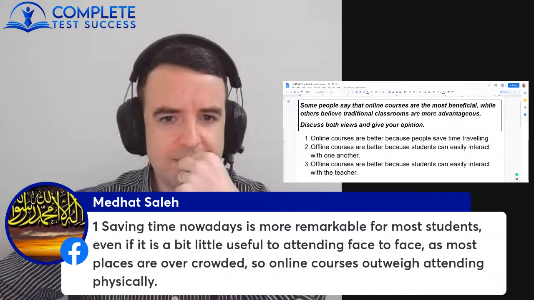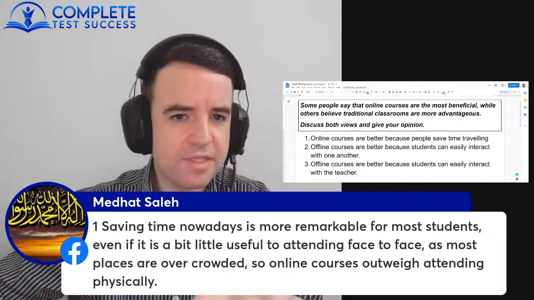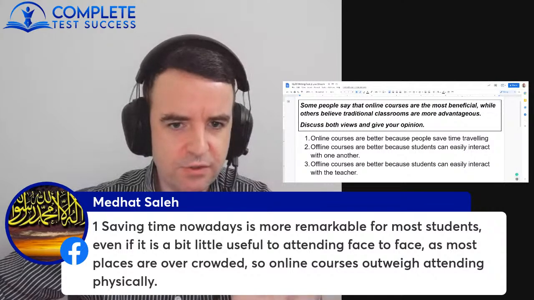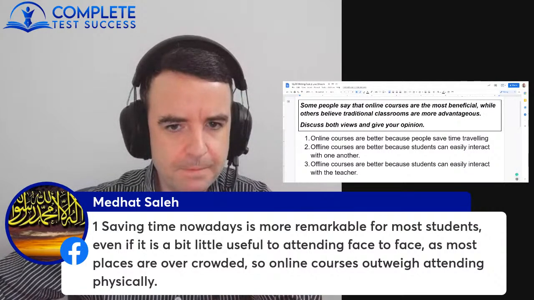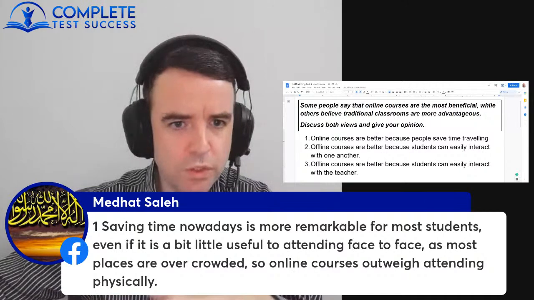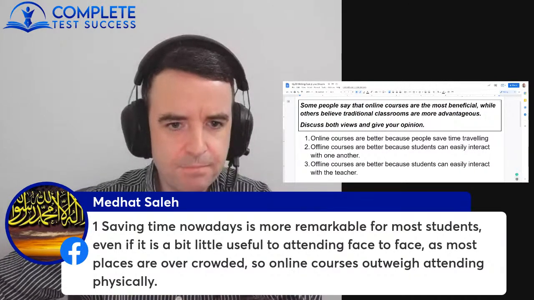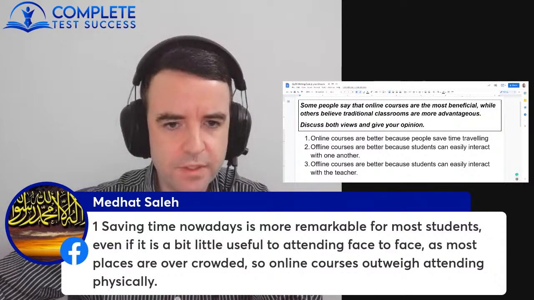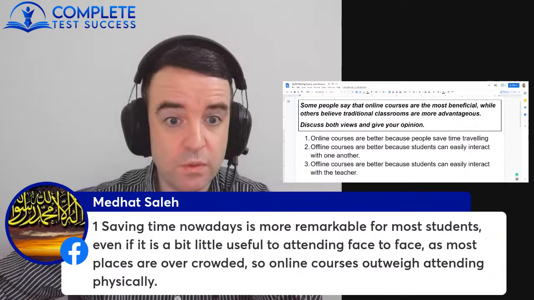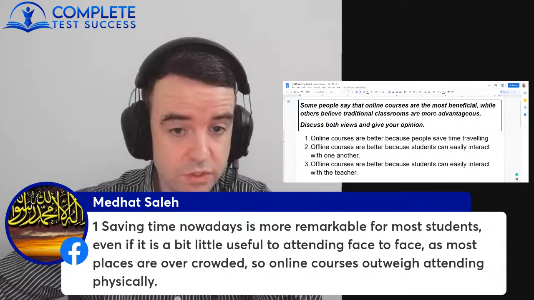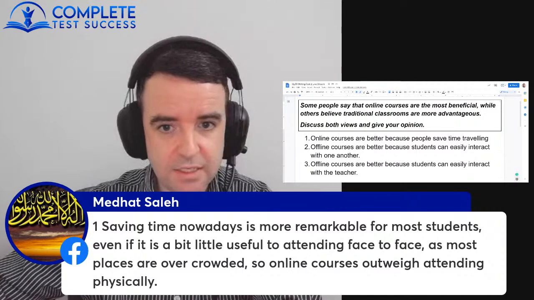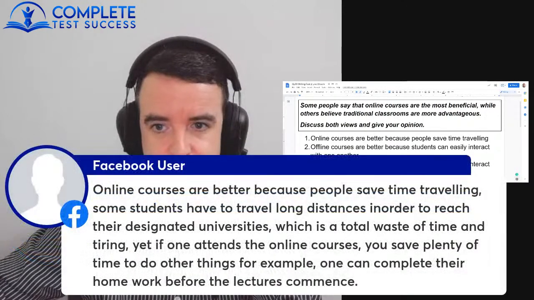So more remarkable, that's too vague. A little bit useful, that's too vague. So you haven't really said what you're thinking. You've just kind of alluded to an idea. You haven't said anything. Most places are overcrowded. So overcrowded, is this a problem? Is this something we want to avoid? We don't want to be in overcrowded classrooms. But you need to say that, it's not very clear from that, Medhat.